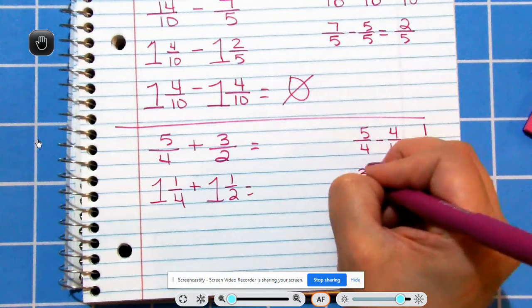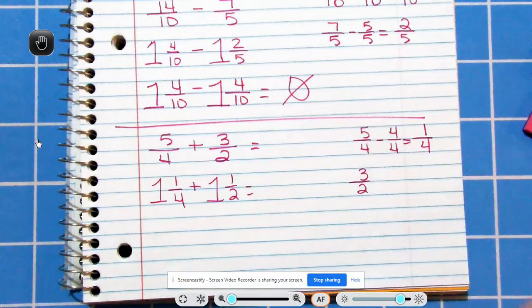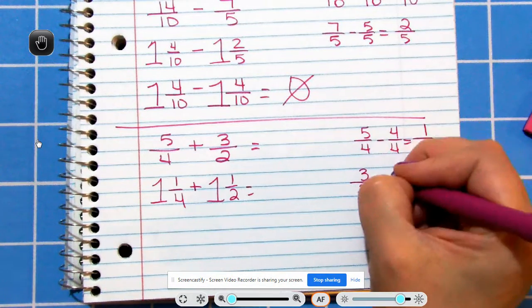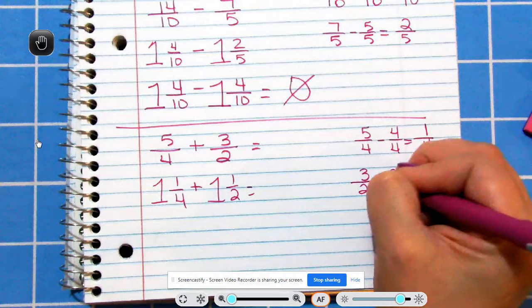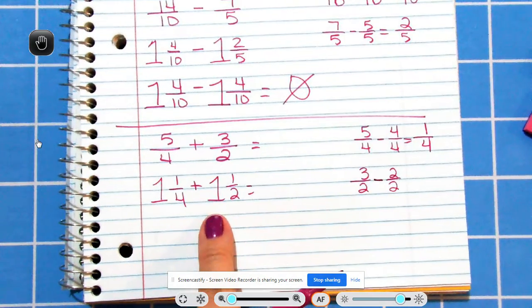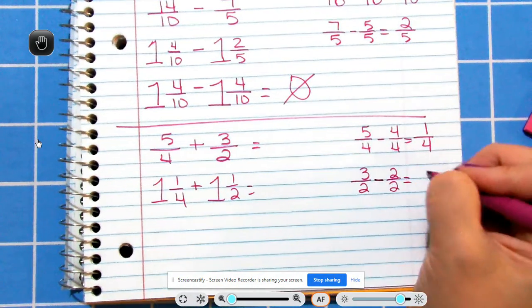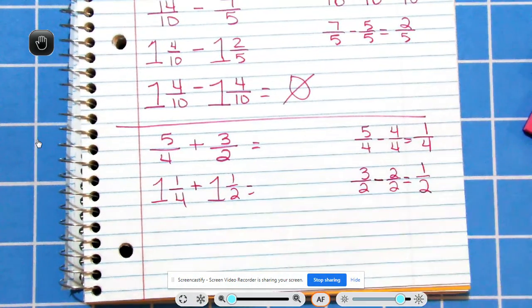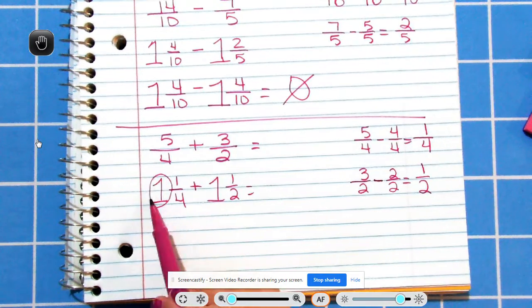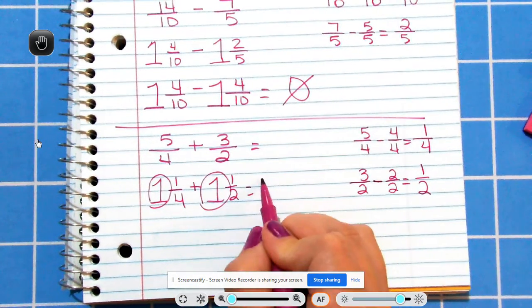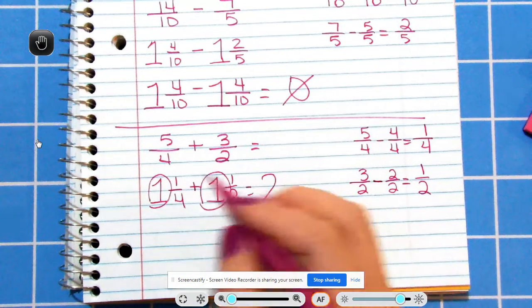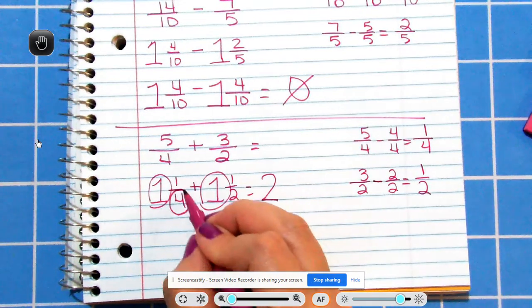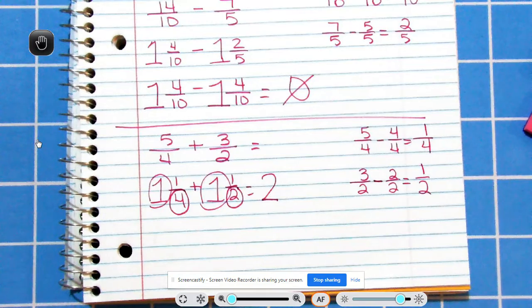So we had 3 halves. I'm trying to show you guys both ways, with the models and without. And we know that it takes 2 halves to make a whole, so that's where the 1 whole came from, which leaves 1 half. All right, we're going to start by adding these whole numbers. 1 plus 1 is 2. All right, we have to change the denominators to find like denominators.